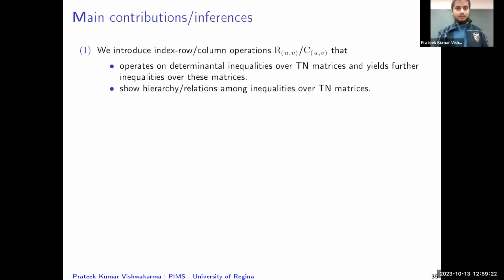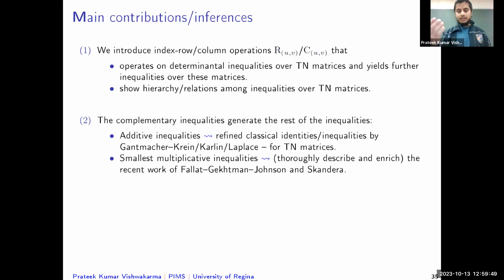So to summarize, in this paper we were able to introduce these index row and column operations, which whenever they operate on a given determinantal inequality, yield further inequalities which hold for all totally non-negative matrices. And this obviously gives us a way to obtain a certain hierarchy among determinantal inequalities. Because of this hierarchy, a natural question is to know what is at the top of the hierarchy, and we do not know yet everything that is at the top.